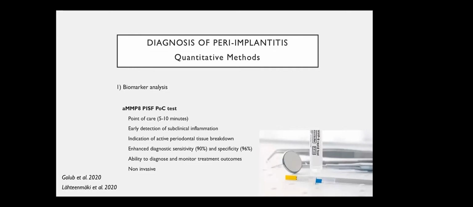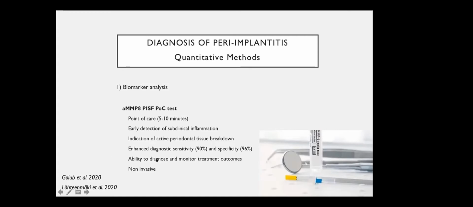Now, what's good is it's point of care. It takes about 5 to 10 minutes. The patient can stay in the chair and you will have the results within 10 minutes. It's early detection of subclinical inflammation, which means that it's often not symptomatic. The patient has no idea that they have this inflammation or the early beginning of periimplantitis, and you're able to detect it and stop it before it develops into anything worse. And then it also indicates active periodontal tissue breakdown. So if you have collagen breakdown early on and elevated levels of it, then that suggests periodontal tissue breakdown, and that will suggest that there is some periimplantitis going on.